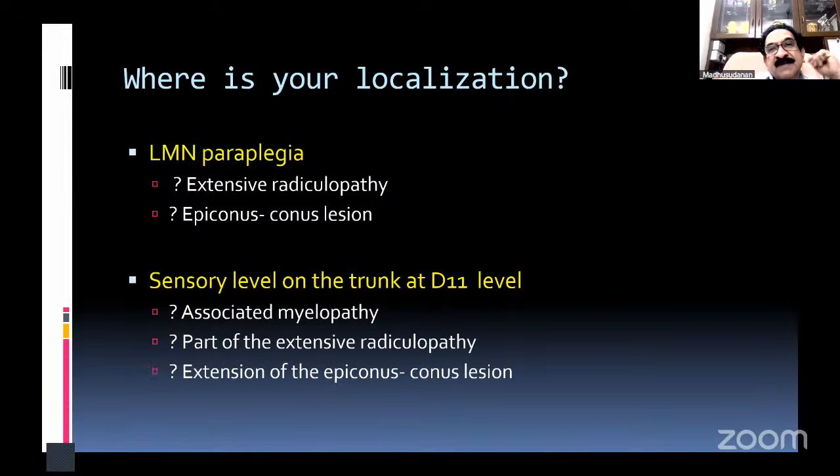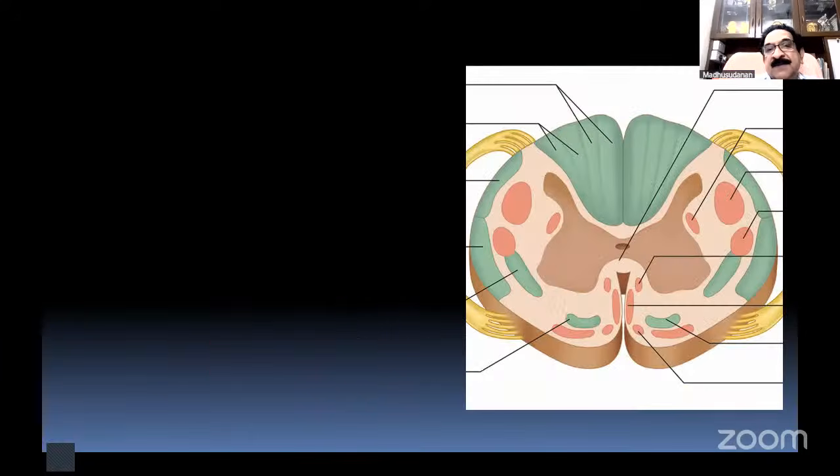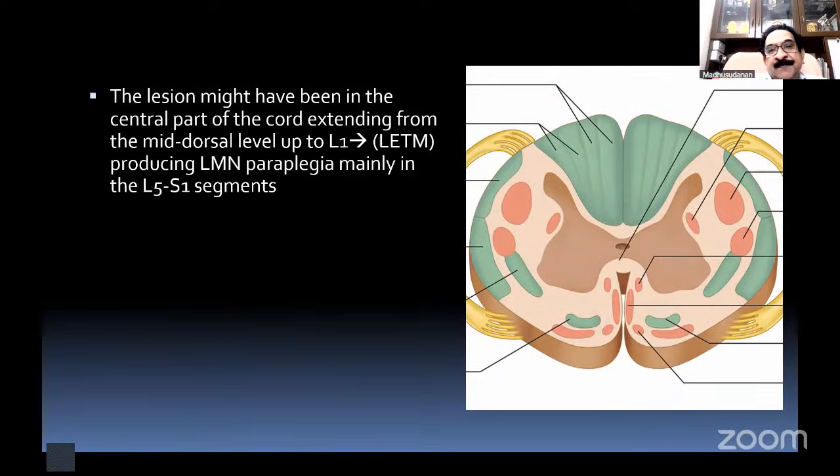And that's the last one. That's more possible, taking everything into account, if you want to localize to a single lesion. For example, this is what I postulate. Say, the lesion must have been in the central part of the cord, extending from the mid-dorsal level up to L1, an LETM-like lesion producing LMN paraplegia, mainly L5 to S1, producing weakness of the lower limb, decreased knee jerk on the left side, and weakness of the hip flexors.